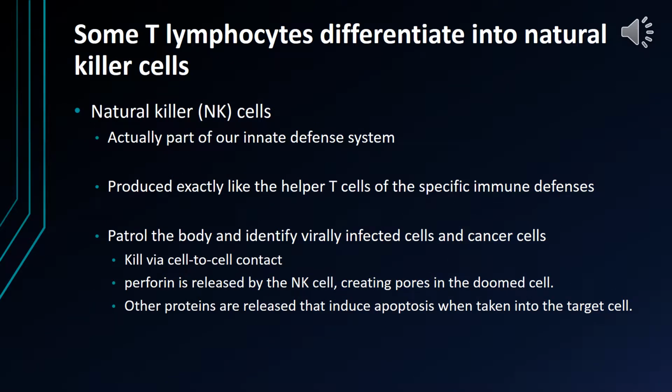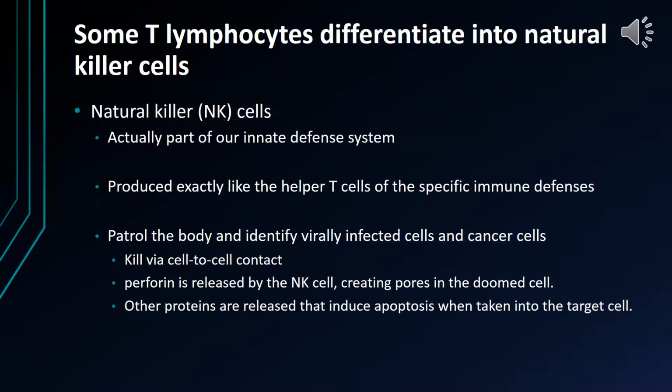T cells can also differentiate into another type of immune cell, and this is the natural killer cell. Natural killer cells, or NK cells, are actually part of our innate immune system or defense system, which means that they kill pathogens unspecifically. However, they're produced exactly like the helper T cells of the specific immune defenses.